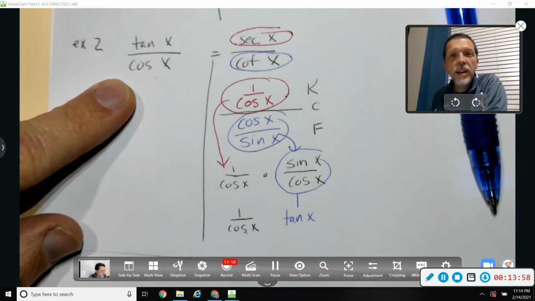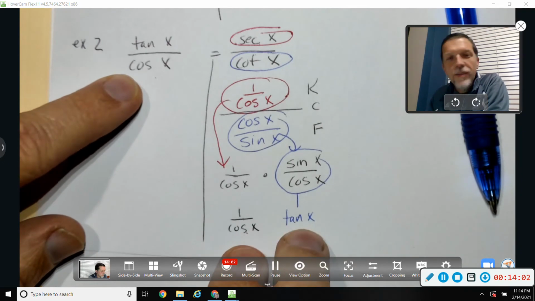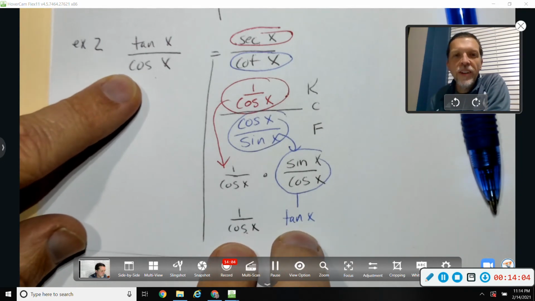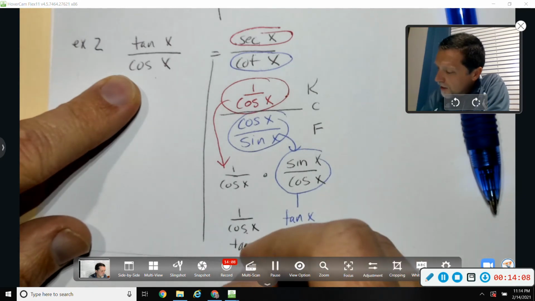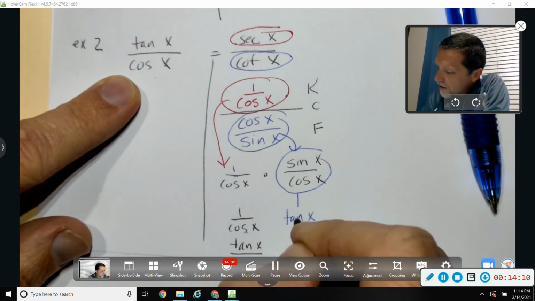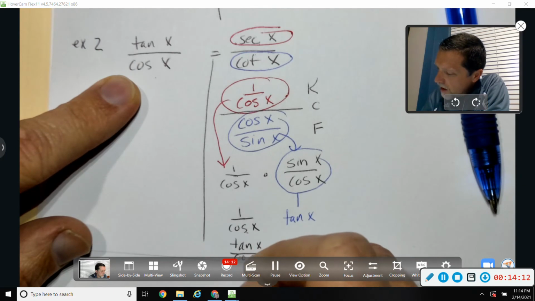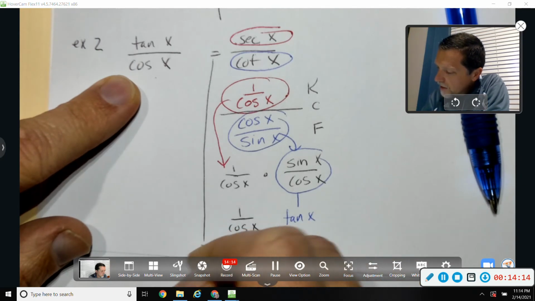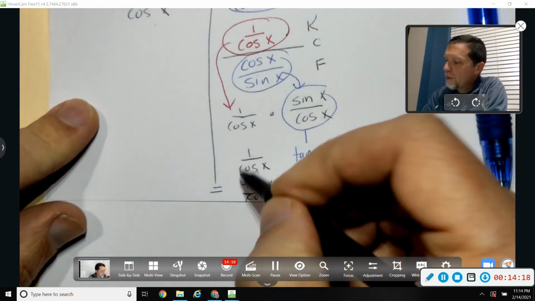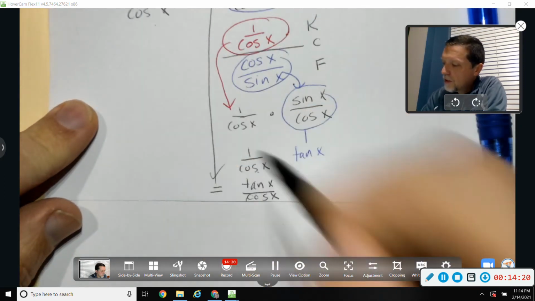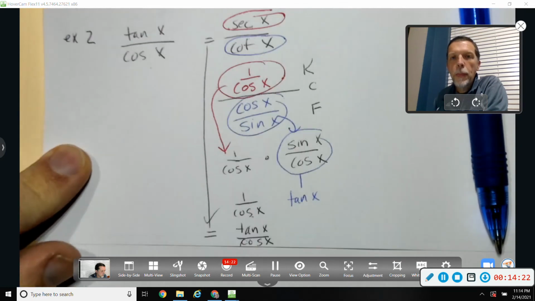But you're not done until they match exactly. So you're like, well, obviously those are the same. Yeah, obviously they are the same, but they're not the same yet until you write them so that they are exactly the same. So tangent of x over cosine of x. And I rewrote it on the first one. You don't have to rewrite it because they are equal, so we're good on that one.